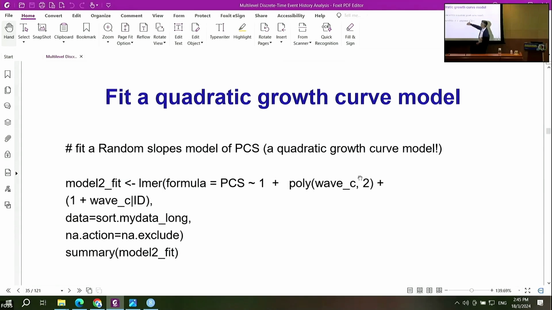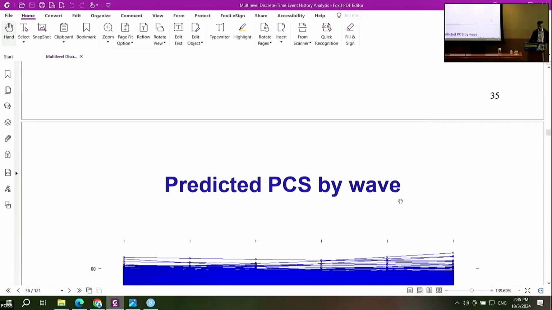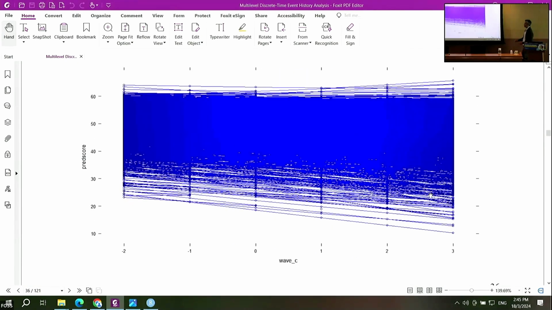The other thing that you notice here is we've put in wave underscore c. So we've centered wave at the mean wave. And this is really important when you're running growth curve models: your time variables should nearly always be mean centered, because it has better statistical properties. So mean centering your x variables, your time variables, is really critical in a growth curve model. And what happens is that we get a model.